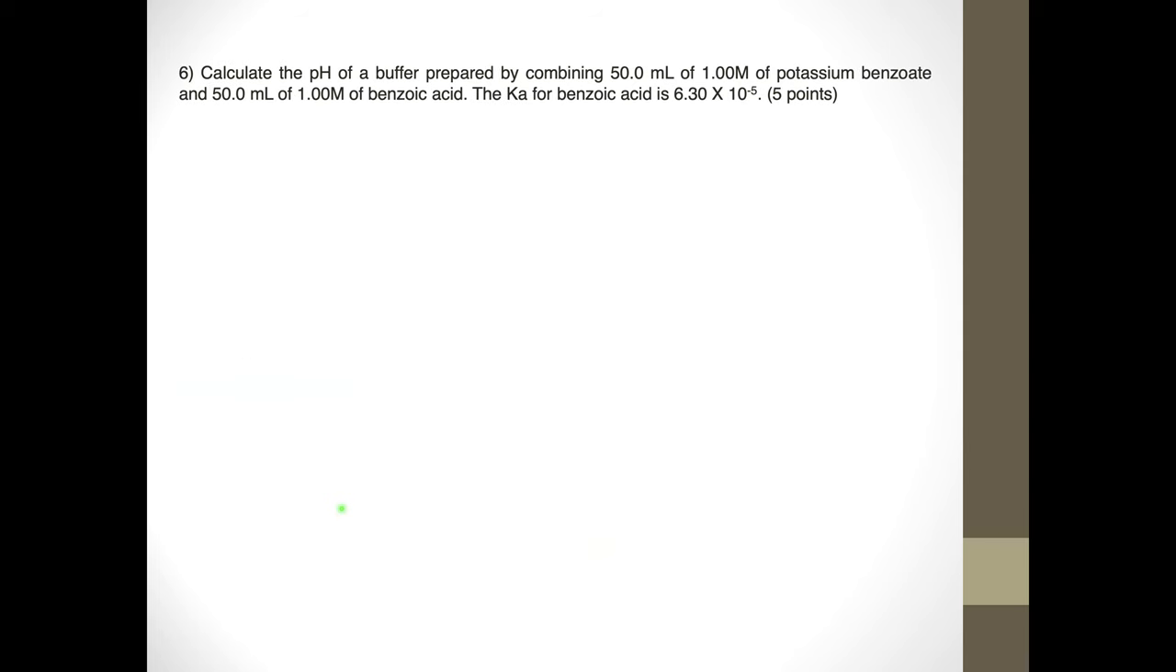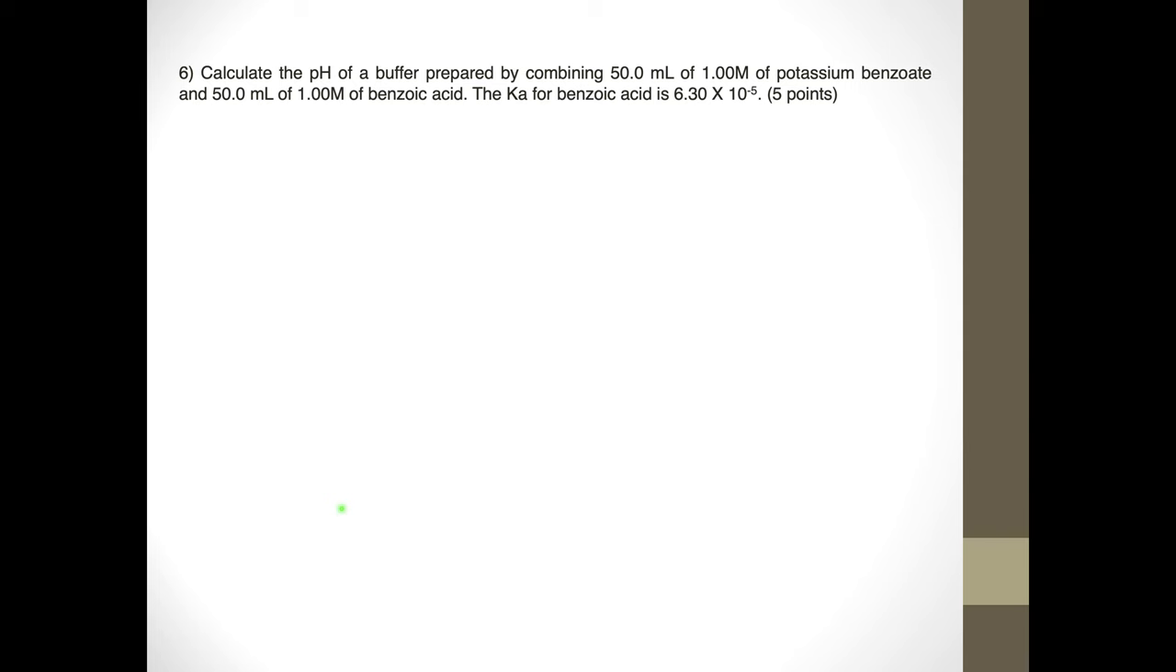And the last problem, number six: calculate the pH of a buffer prepared by combining 50 milliliters of 1 molar potassium benzoate and 50 milliliters of 1 molar benzoic acid. The Ka for benzoic acid is 6.30 times 10 to the minus 5. There are two different ways that you can approach this problem.